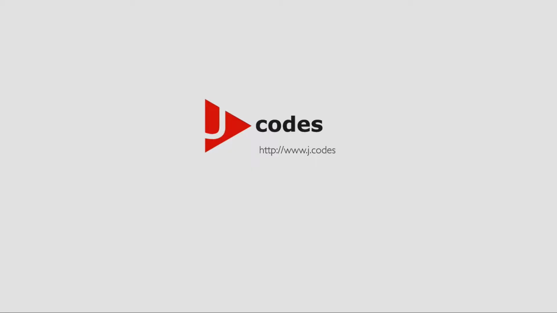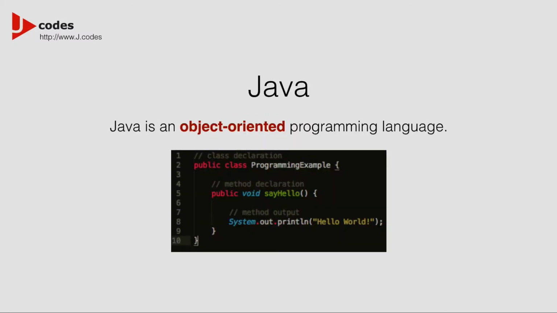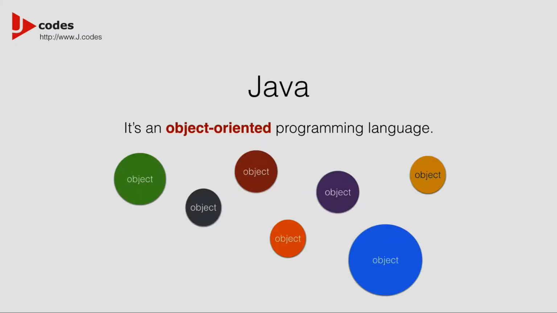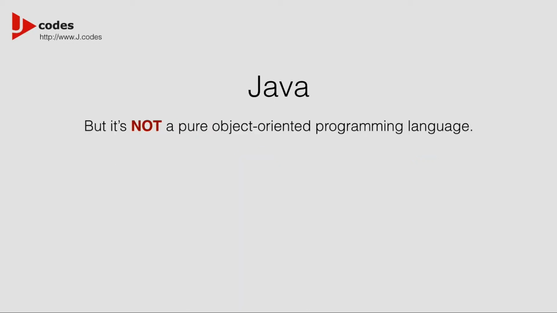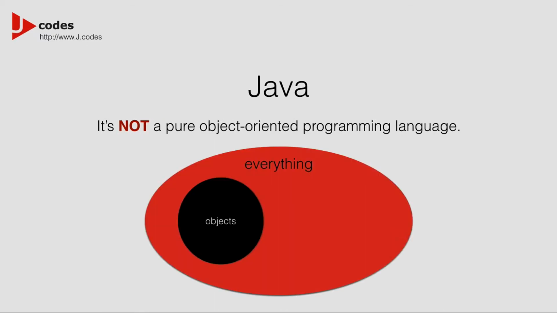This is the first tutorial of Java. What is Java? Java is an object-oriented programming language because most of the things in Java are grouped as objects. But it's not a pure object-oriented programming language. Why? Because there are not only objects, but also primitive data types.